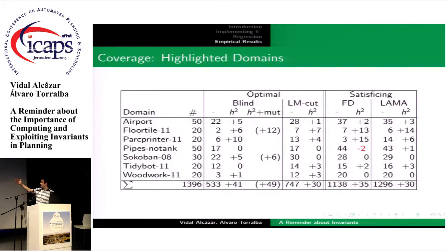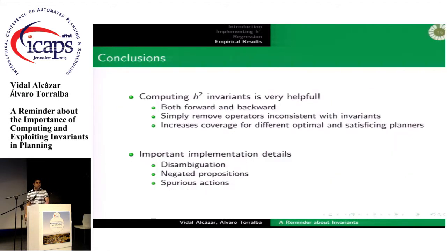Well, this is a selected amount of domains in which they have more impact, but you can see that it improves the total coverage of all the planners, and there are only a few cases in which coverage drops, mainly due to tie-breaking in the FF heuristic.